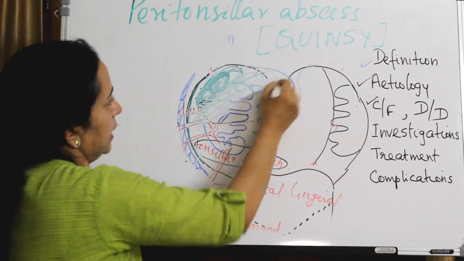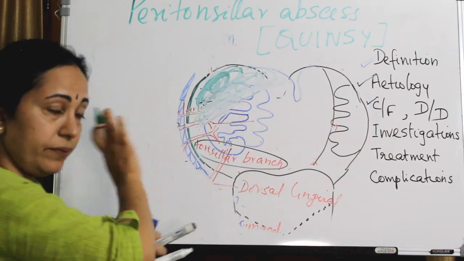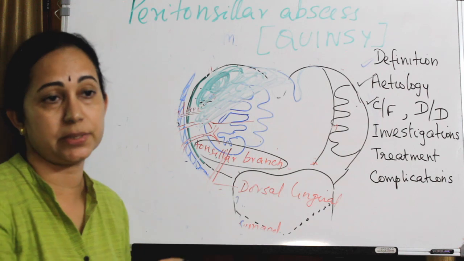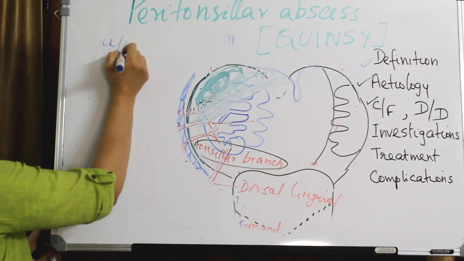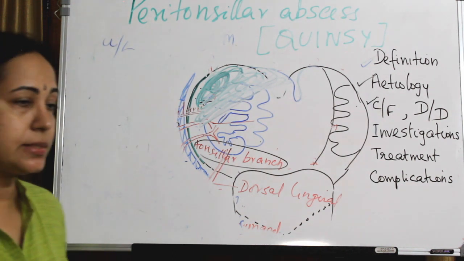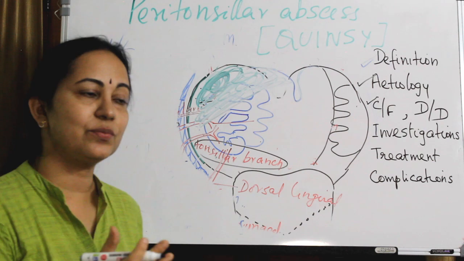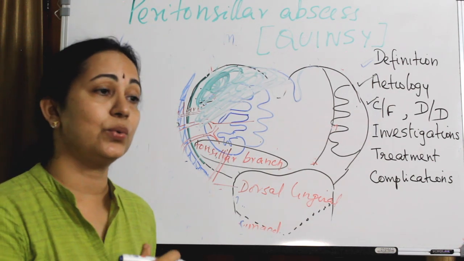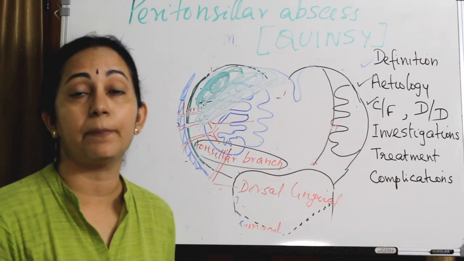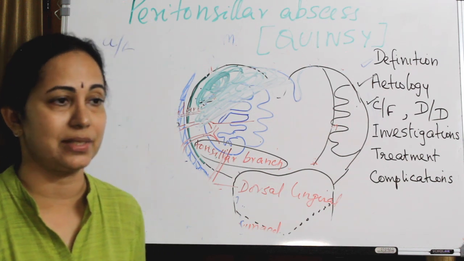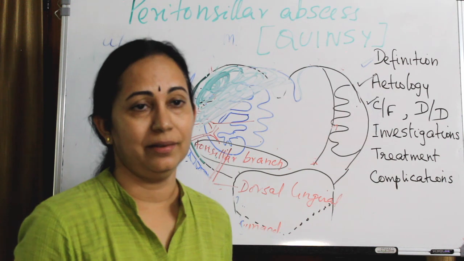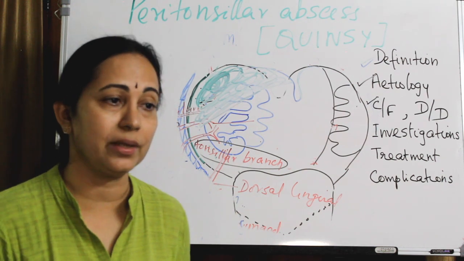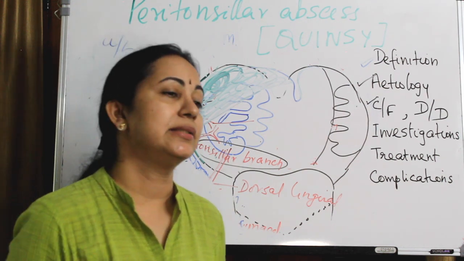Because pus is getting collected all over here, everything on this side will be pushed towards the opposite side. As I already told you, this is usually unilateral, typically seen in young adults. The contradiction is, as I already told you in the etiology, this happens as a complication of acute tonsillitis. But acute tonsillitis happens more commonly in children, whereas quinsy is more common in young adults from 20 to 39 years.